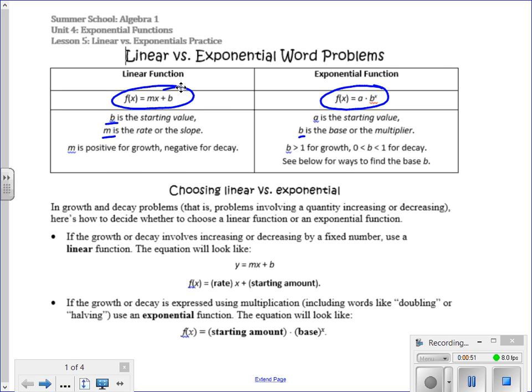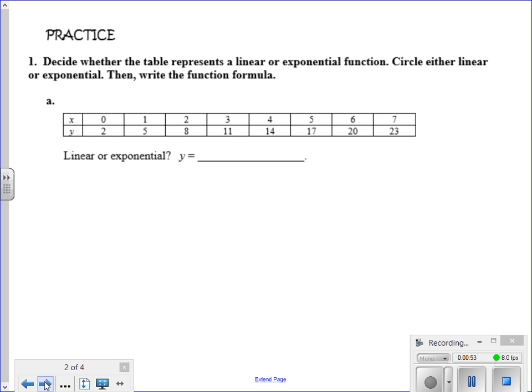Okay? What we have here in these three problems are three sets of tables that we need to decide if they're linear or exponential. We have a starting place here of 2. So I'm going to decide if I'm adding or multiplying to get from 2 to 5, 5 to 8, 8 to 11, and so on. It appears that I'm adding 3 to get from 2 to 5, 5 to 8, and so on and so on. So that 3, because I'm adding it, makes this a linear function.